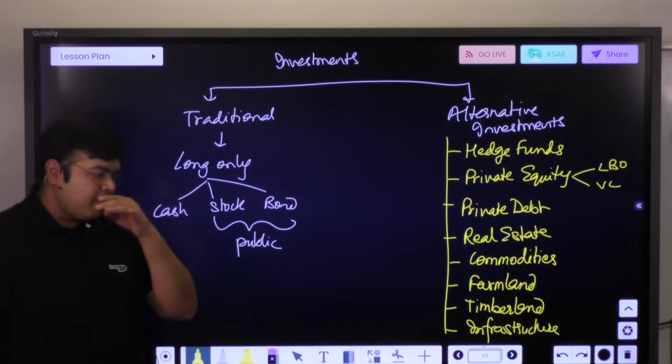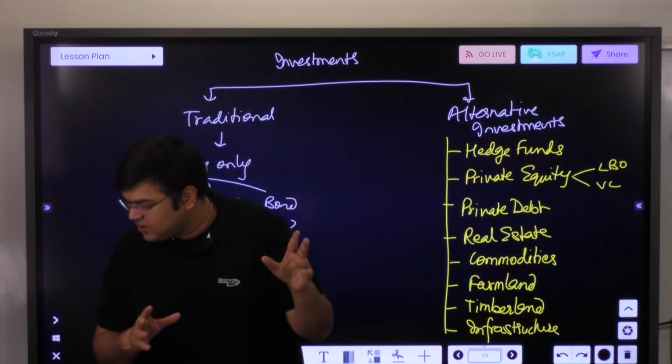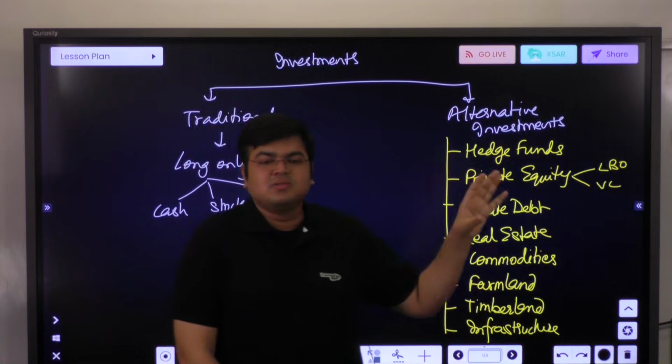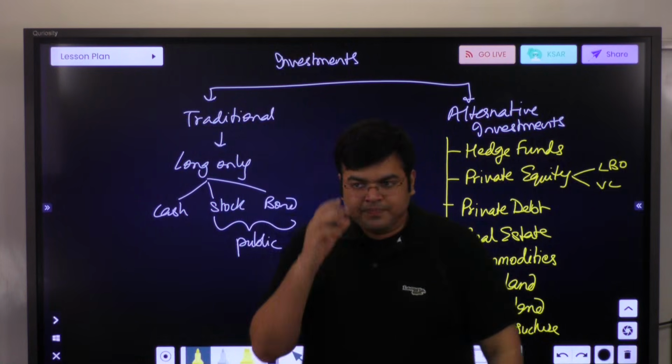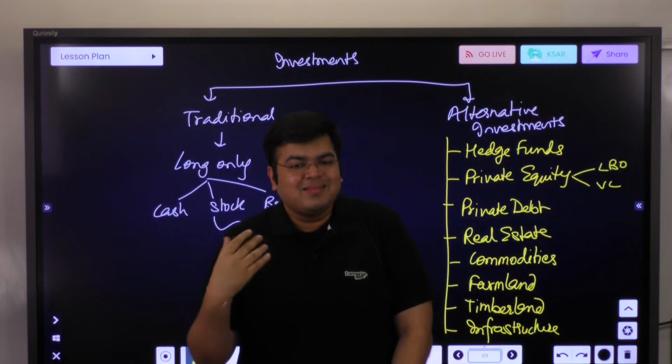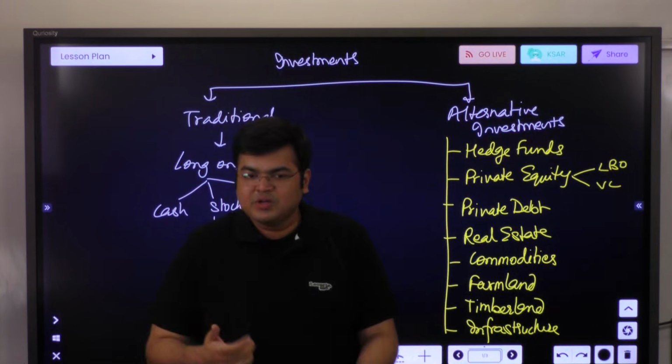Now when I'm looking at private equity, I'll be looking at it in two broad categories. One is your venture capital and one is your leveraged buyout. So what is venture capital? Venture capital is basically your startups. So when you're looking at these new startups, new companies in which people have invested.